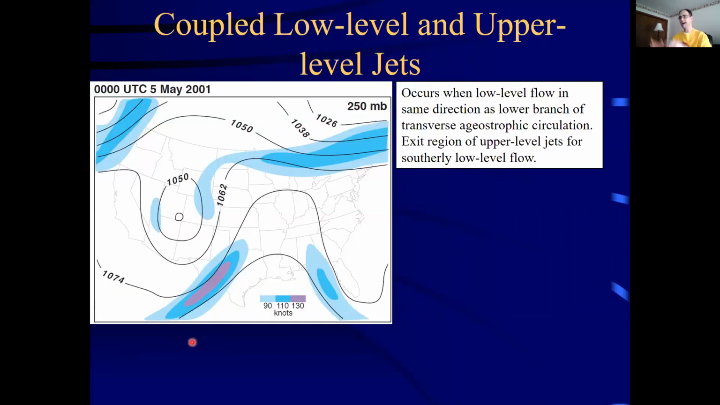I lied. We have one more topic to talk about, and that is coupled low-level and upper-level jets. Okay. So this is a 250 millibar map. The height in decameters is contoured, and the shading represents wind speed in knots. If we take a look at this map, we see there's an exit region of an upper-level jet impinging on parts of Texas and Oklahoma in this example.